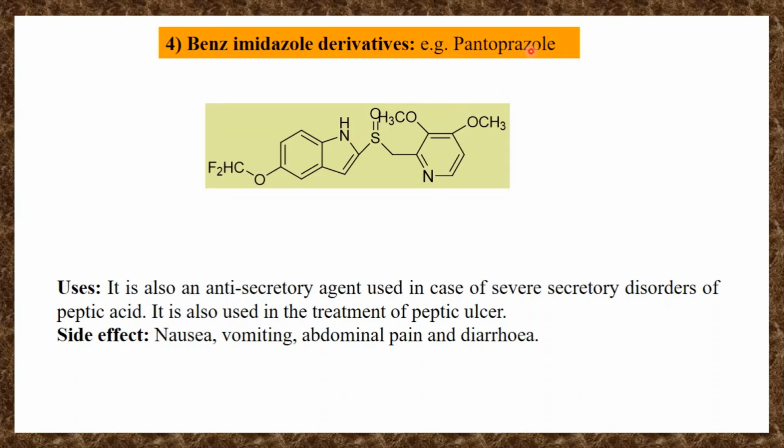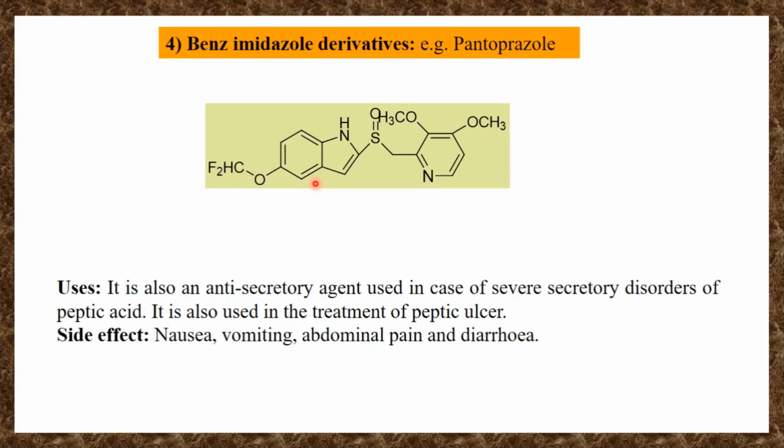This is the structure of your pantoprazole, and it belongs to the benzimidazole class. It is also used as an anti-secretory agent in cases of severe secretory disorder of peptic acid, and it is also used in the treatment of duodenal and peptic ulcer. The side effects of pantoprazole are nausea, vomiting, abdominal pain and diarrhea.